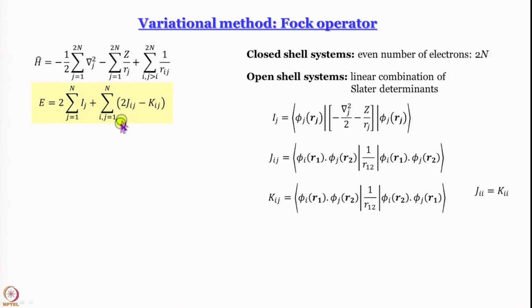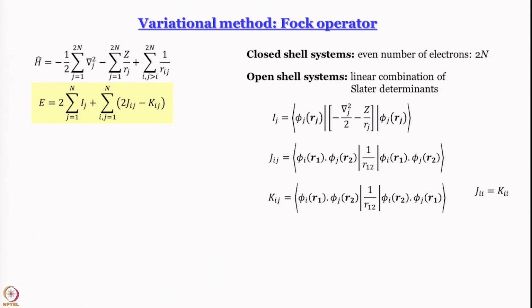So, you can write 2J11 minus J11, that will be 1J11, and then you can substitute, you will get the expression for energy for helium. But the story does not stop here. We have learned the variational method. So, we know that this expression that we have got, now we have to find the minimum value of the energy that we get from this expression, right.